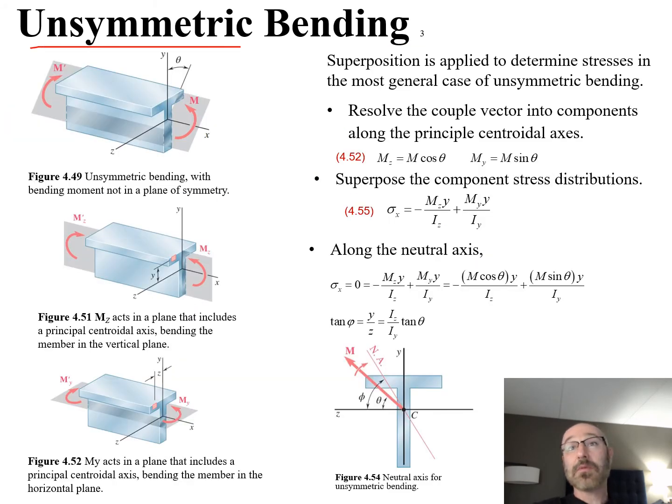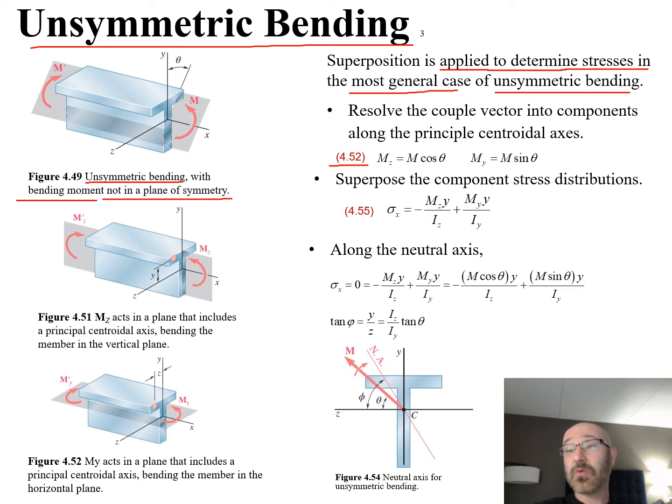So now as we continue on with unsymmetric bending, we want to take a look at the case where we're dealing with unsymmetric bending with a bending moment not in the plane of symmetry right here. For this, we're going to use the fact that superposition is going to be applied in order to determine stresses in the most general cases for this unsymmetric bending. With this here, we're going to reference our equation 4.52 in our textbook, and we're going to resolve the couple vector into components along this principal centroidal axis right here. We're going to resolve them into the z component and the y component.